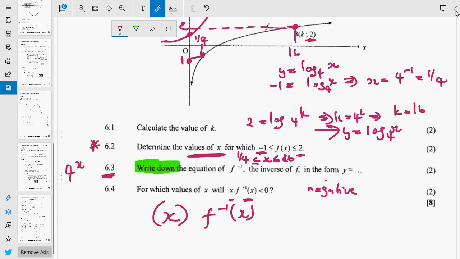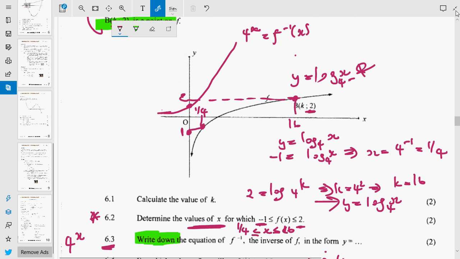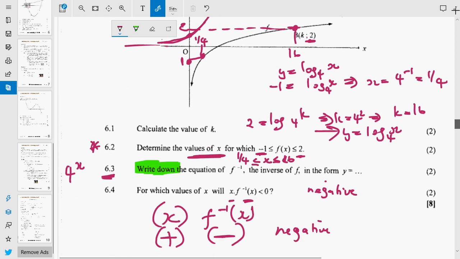So I'm taking x and multiplying it by its inverse, and I want the answer to be negative. There are two ways this could be negative. If the x values are positive and the inverse is negative, then if I multiply these two, you agree with me that I'm going to get a negative. But unfortunately, the graph of 4 to the power x is never negative. As you can see, it is always above the x-axis, so this graph will always be positive. So that rules out that option.